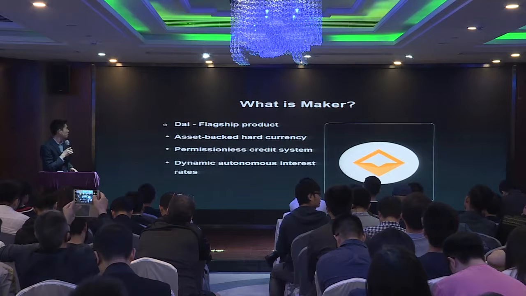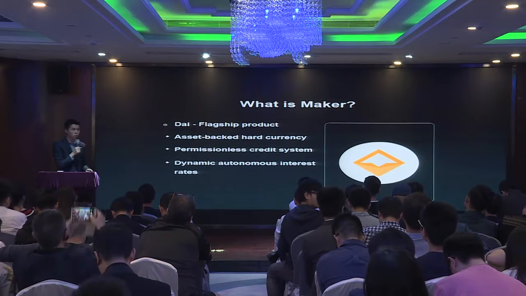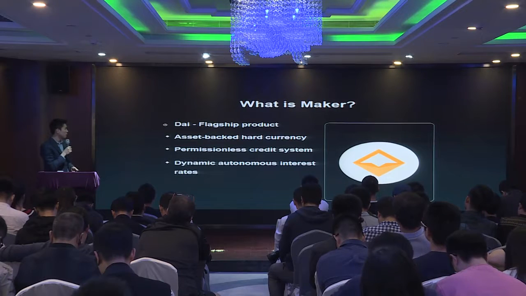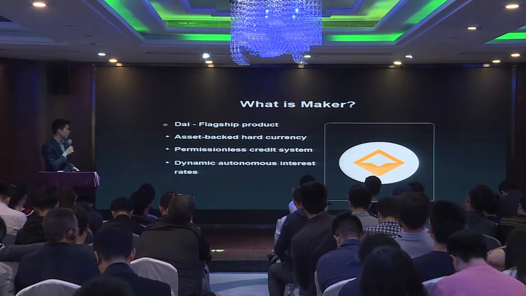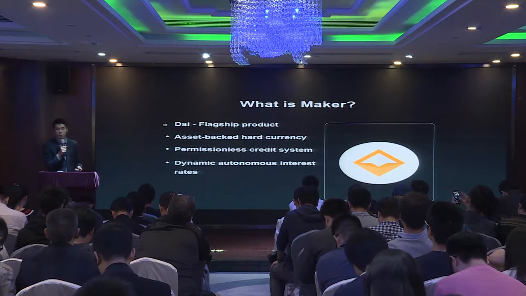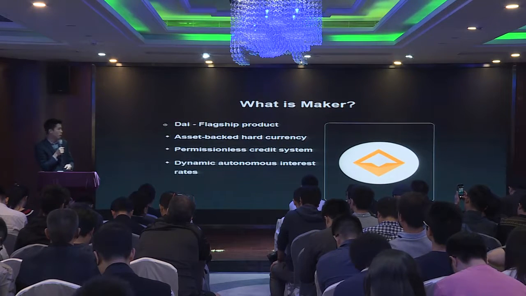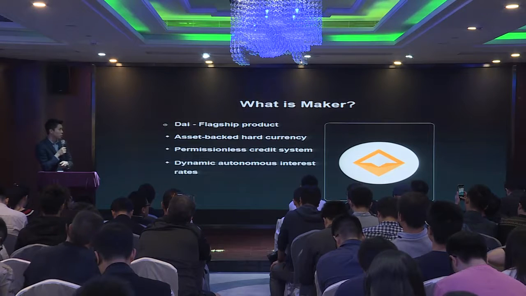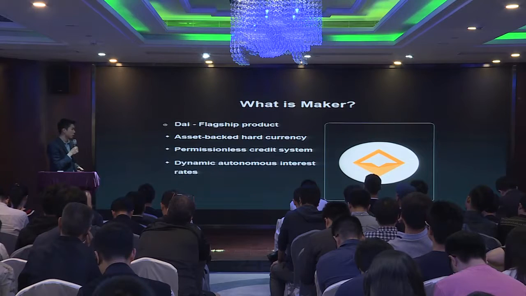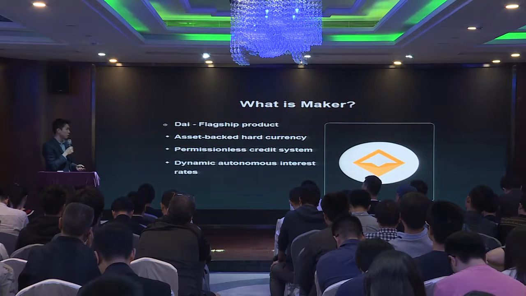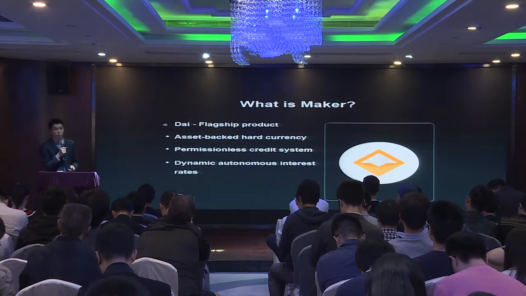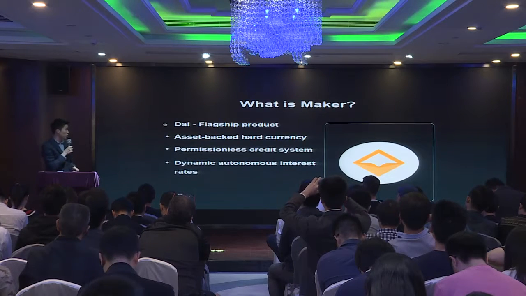So what is Maker? There are two main tokens in the Maker system. The first is DAI, the stablecoin. It is an asset-backed hard currency in a permissionless credit system, which means any user can lock up their valuable asset as a collateral and issue DAI against it. And the system will use a dynamic autonomous interest rate to adjust the price of the DAI. At the first release, we're going to keep the price of DAI at a 1-to-1 floating ratio to the US dollar.